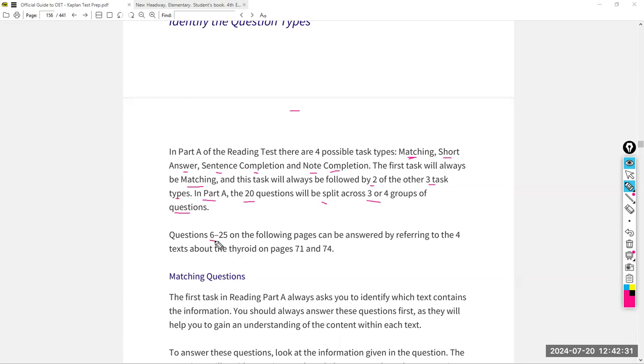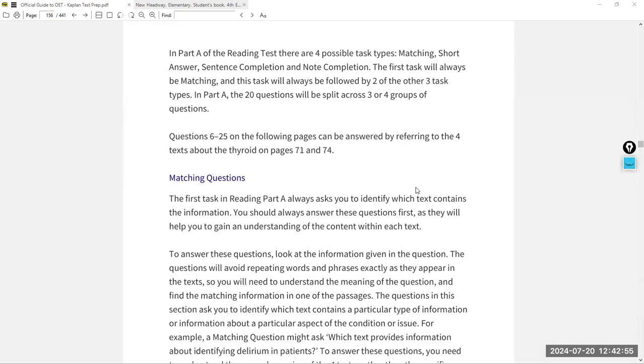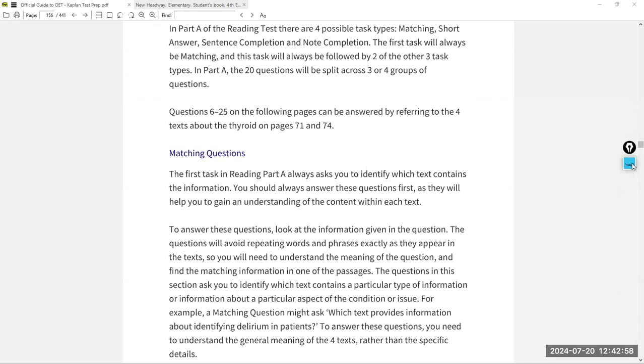So questions 6 to 25 on the following pages can be answered by referring to the 4 texts about the thyroid on pages 71 and 72. Now, all the questions about our practice today are going to be about the thyroid. Okay? Absolutely, I have to check the title. I have to understand the title just to check the ideas the texts are talking about.